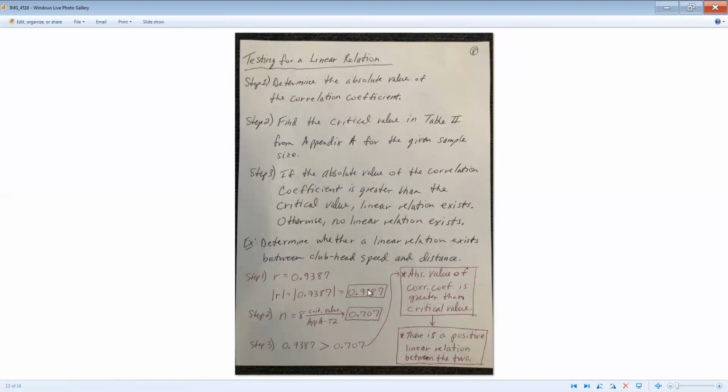Now we compare the absolute value of our correlation coefficient to our critical value. Our absolute value of our correlation coefficient is greater than our critical value. So going back to step 3, if the absolute value of the correlation coefficient is greater than the critical value, a linear relation exists. So there is a linear relation that exists between the club head speed and the distance, and it is positive as well, going back to the previous example. So there is a strong positive linear relation between the two variables.